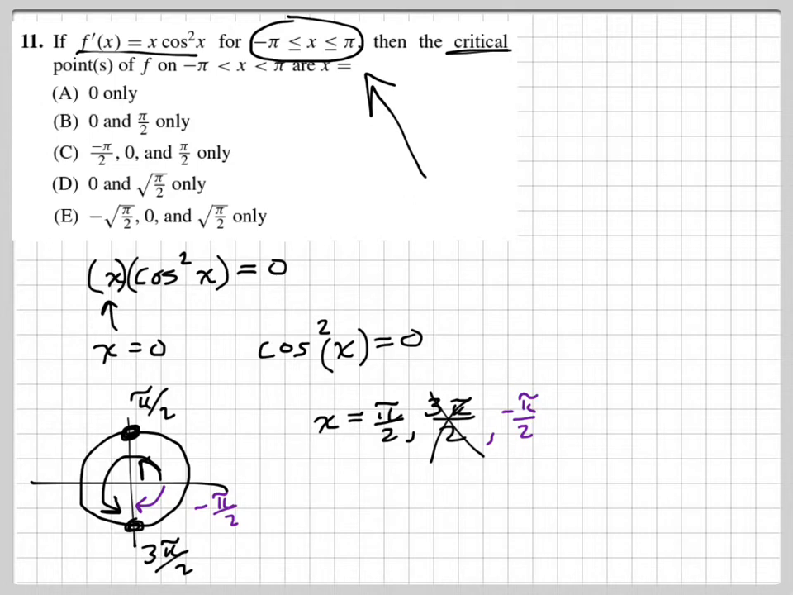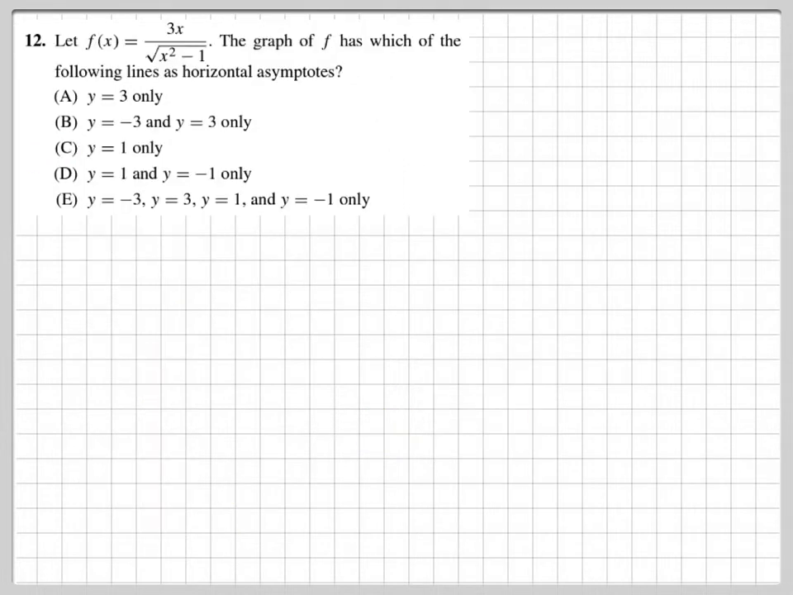And that would be it. We don't have to go around the unit circle more, because there's not going to be any other angles that are in our interval. So we have a critical point at 0, at pi over 2, and negative pi over 2, which means our answer is C.